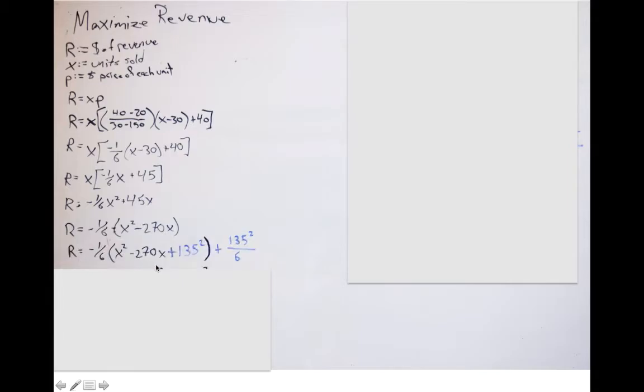Now this is the part where I complete the square. I cut this term in half and then square it, and that's the bit that I add to complete the square. That's the part that was missing. Now if I change the value of my expression, I have to offset it in some way. Because this is inside this set of parentheses, this 135 squared has been multiplied by negative 1/6. So since it's being multiplied by negative 1/6, I basically subtracted a certain amount that now I'm adding back on: 135 squared over 6.